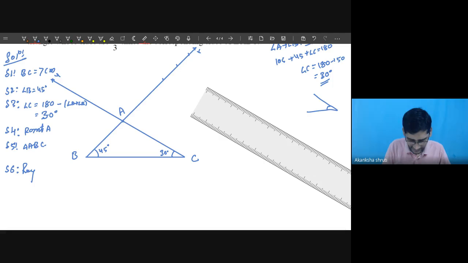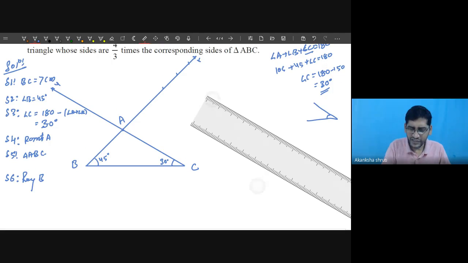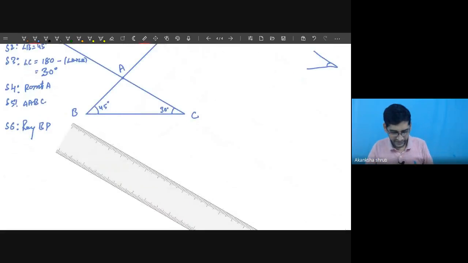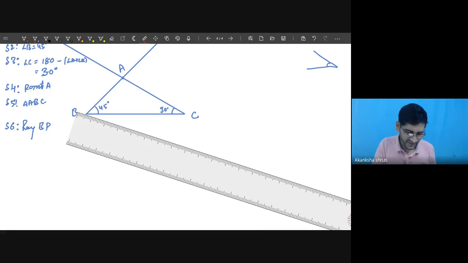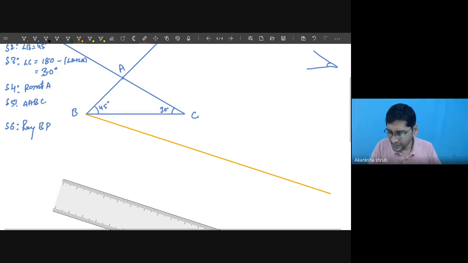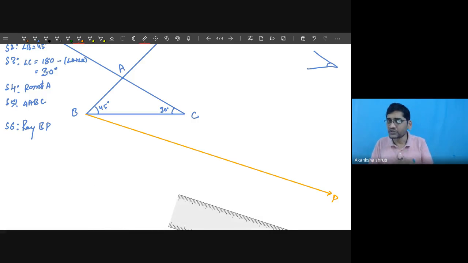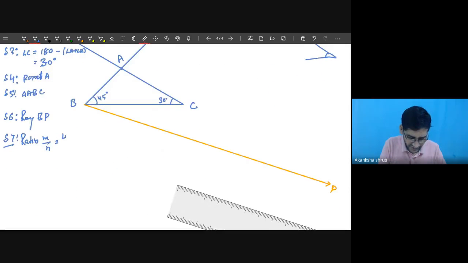Take a ray as BP. X and Y we have already taken. BP, take any ray at any angle. Let me take this, or let me take in other color. This is the P that we have taken. Now observe the ratio that comes into picture. The step number 7 is, what is the ratio given? The ratio M:N, students, is given as 4:3. 4:3 means we want BC dash by BC as 4/3.